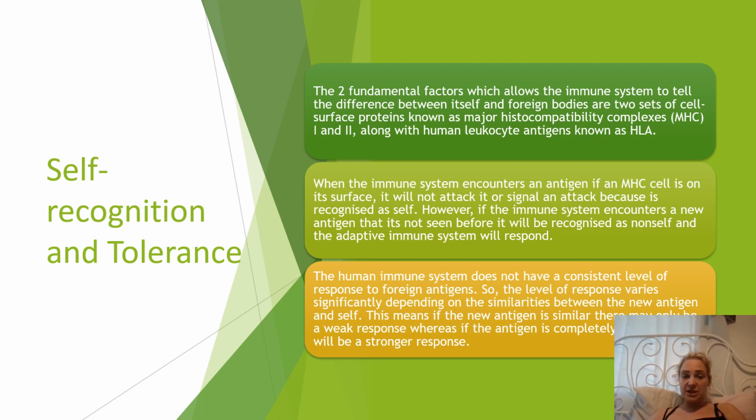The human immune system does not have a consistent level of response to foreign antigens, so the level of response varies significantly depending on the similarities between the new antigen and itself. This means that if the new antigen is similar, there may be a weak response, whereas if the antigen is completely different, there will be a stronger response.